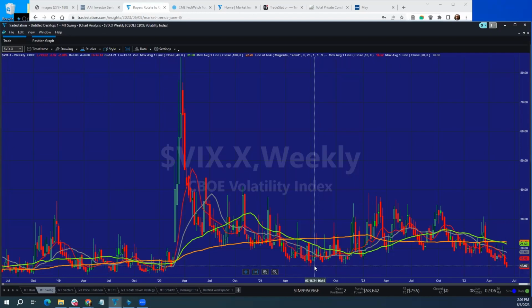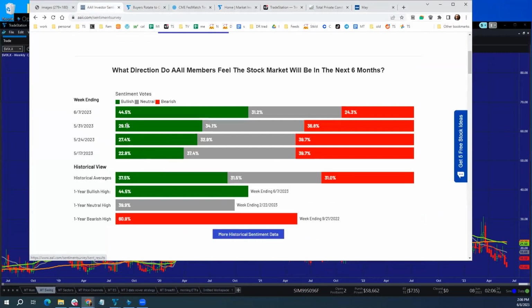Something else very interesting just came out today, the American Association of Individual Investors. Look at this. 29% bullish to 44.5% bullish. That's the sharpest increase since November of 2020, 15 percentage points. It's the biggest increase since the election of November 2020, the last presidential election. The decrease in bearishness was the biggest increase since November of 21, I think it was. I put that down somewhere else.